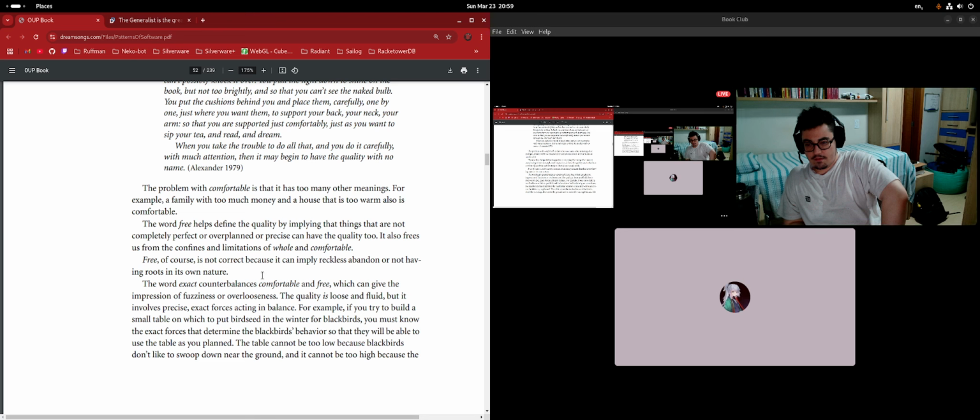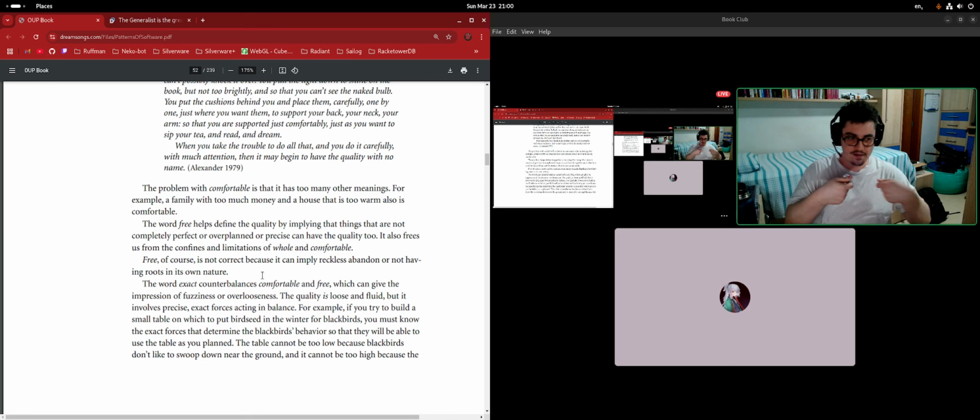Imperfection can have the quality too. So, imperfection may also have the quality without a name. It also frees us from the confines and limitations of whole and comfortable. So again, these words are basically like counter requirements. If you have more of one, you have to diminish the other, and vice versa.